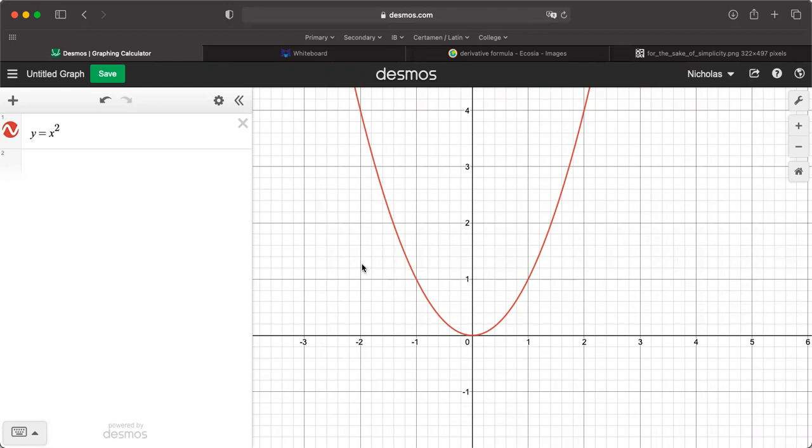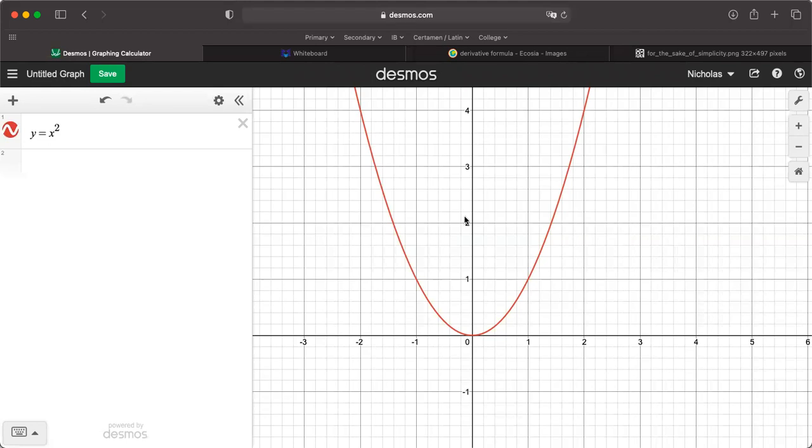So, derivatives. What the derivative does is it measures the instantaneous rate of change, or the slope at a particular point on the graph. So we have a graph here for y equals x squared.